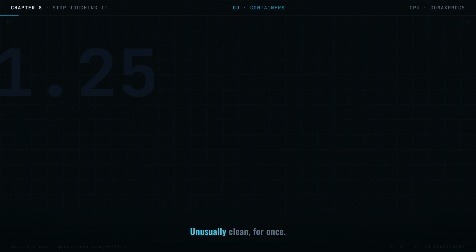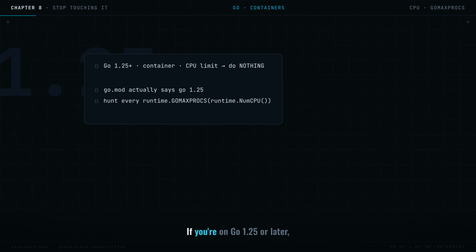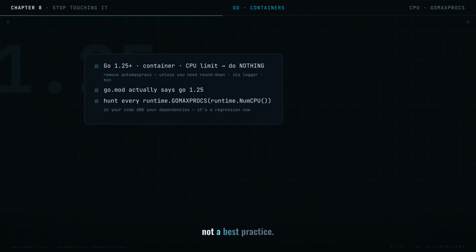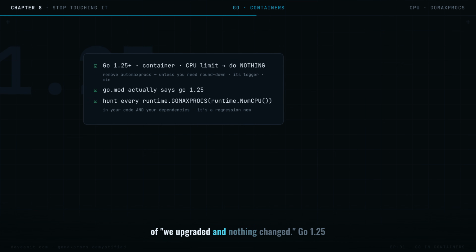So, the takeaway. Unusually clean for once. If you are on Go 1.25 or later in a container with a CPU limit set, stop touching GOMAXPROCS. Remove automaxprocs unless you specifically depend on its round-down behavior, its logger, or its minimum option. Make sure go.mod actually says Go 1.25 and then go hunting. Every runtime.GOMAXPROCS(NumCPU) call in your code and your dependencies is a regression now, not a best practice. That single line is the biggest remaining source of "we upgraded and nothing changed."